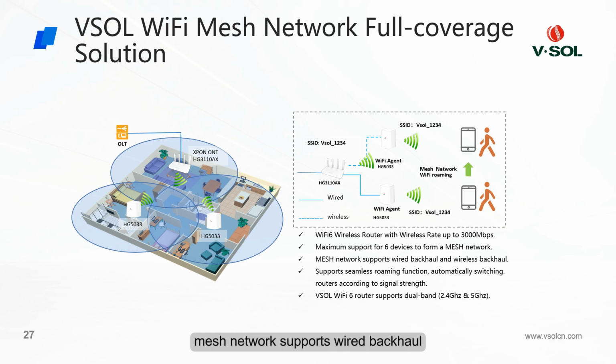Mesh network supports wired backhaul and wireless backhaul. Supports seamless roaming function, automatically switching routers according to signal strength. VSOL Wi-Fi 6 router supports dual band 2.4G and 5G.